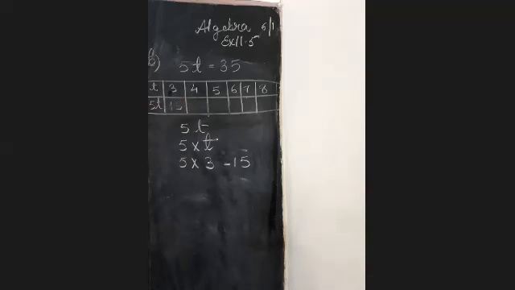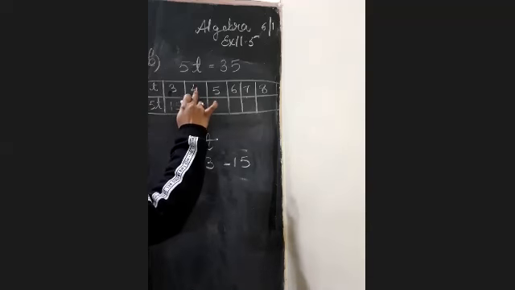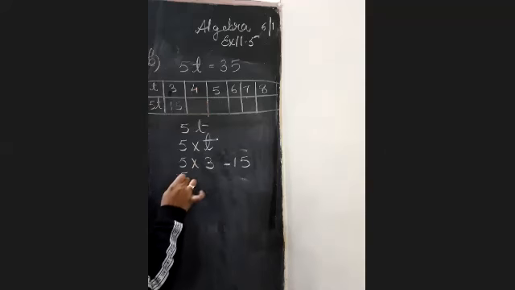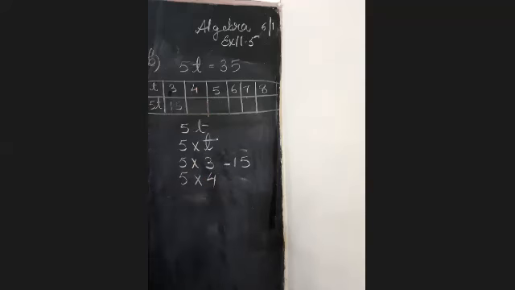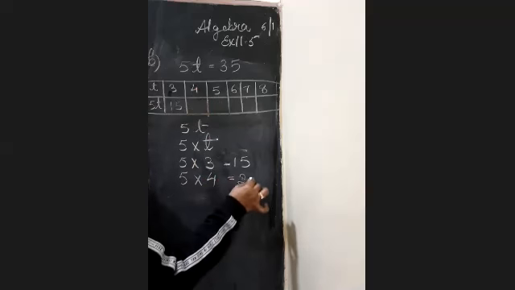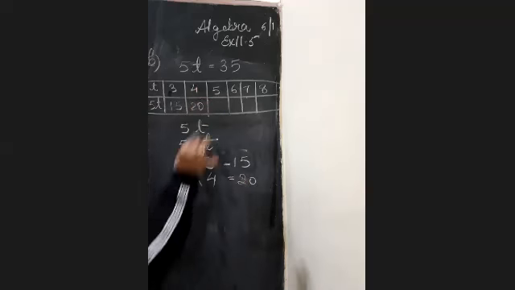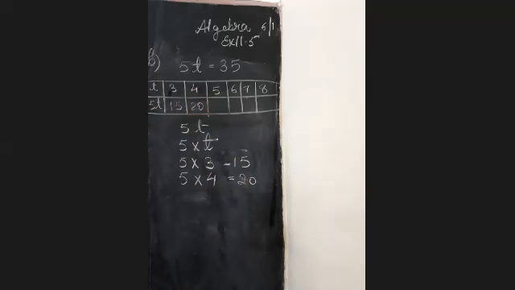Now what is the next value? The next value is 4. So what did we put in place of t? 4. So 5 into 4. 5 into 4 comes 20. So I'll put it here, 20. I have to just replace the values which are given here.